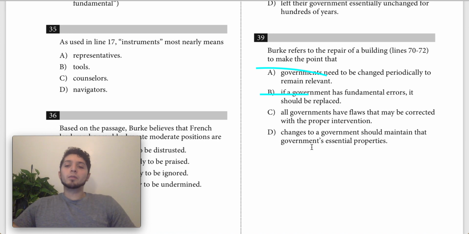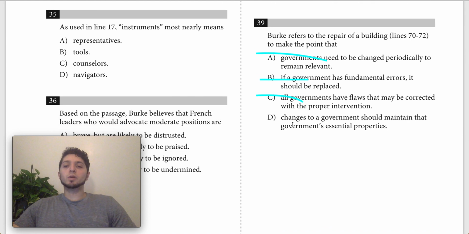C says that all governments have flaws that may be corrected with the proper intervention. So this is basically Burke saying that every government has a flaw, but you can fix these flaws. This might be true, that's something Burke believes, but really in the sentence that he's talking about the building, that's not the point that he's trying to make. He's not trying to talk about buildings to prove the point that every government has a flaw. This would be if he was like, look at any building, it looks really good, but when you look closely, you'll always find cracks. That might be more along the lines. So C is not right.